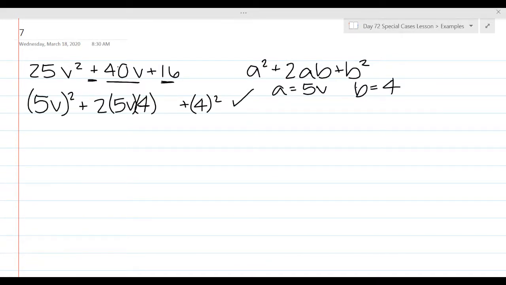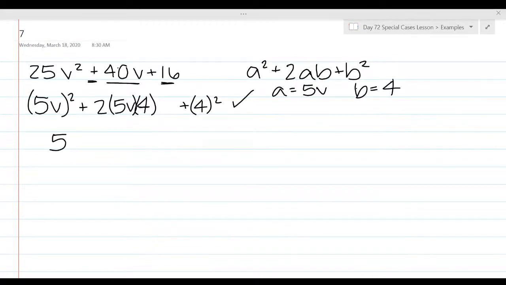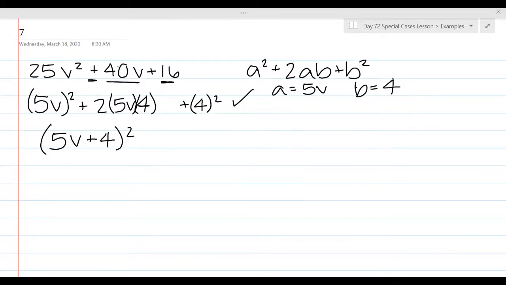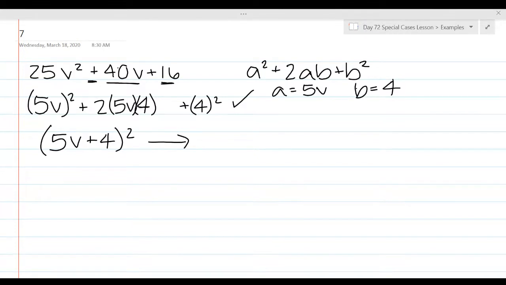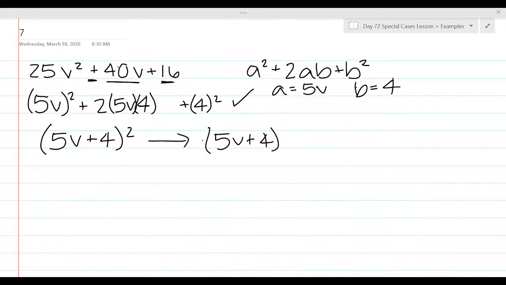Now that we've rewritten it, we have our A and our B. We can factor. So we're going to have 5V plus 4 squared. In Google Forms, this is going to look like 5V plus 4 in parentheses, caret 2.